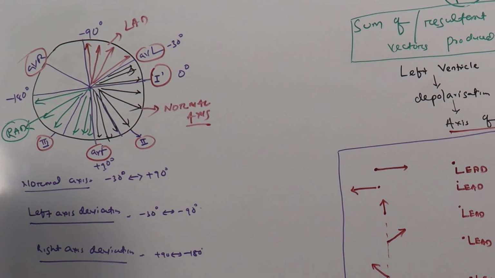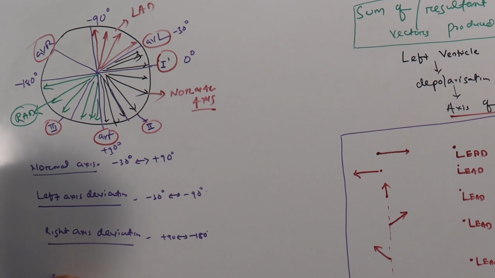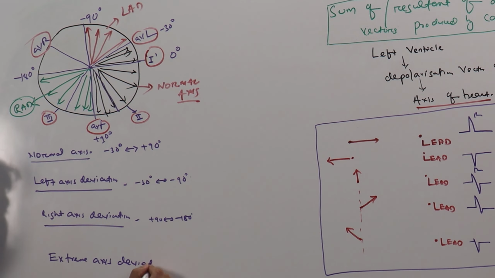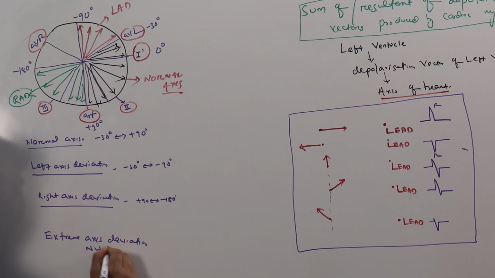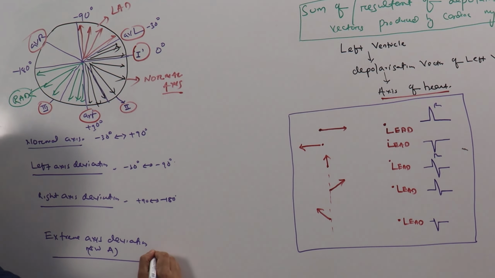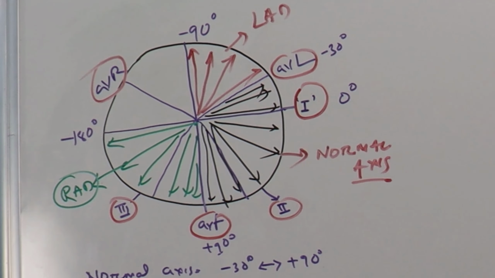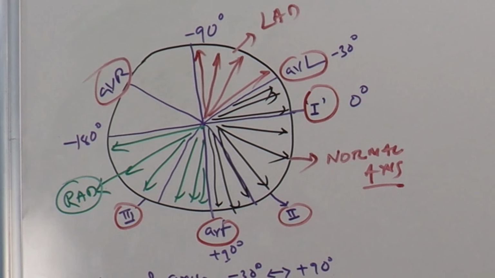Then we are left with what is called extreme axis deviation, or northwest axis, that will be minus 180 to minus 90, and that will be this one.